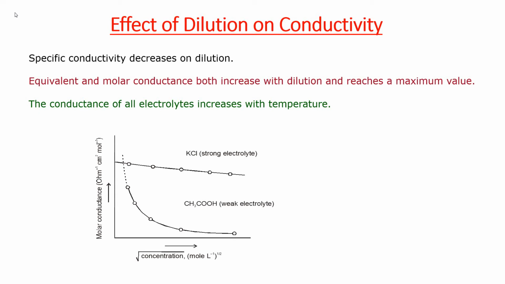In this video, we'll take what is the effect of dilution on conductivity. Here, conductivity means specific conductance. And similarly, we take the effect of dilution on molar conductance also. We'll see. So first of all, we'll see the effect of dilution on conductivity. What happens to the specific conductance? It will decrease on dilution.